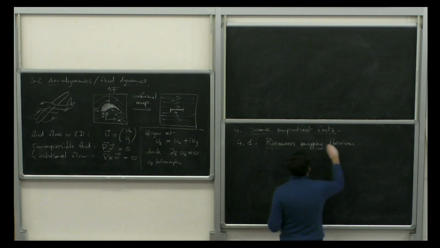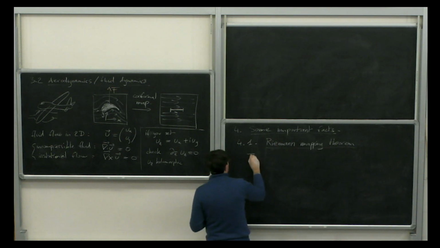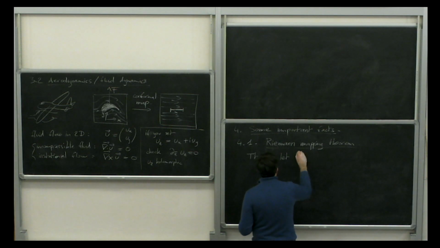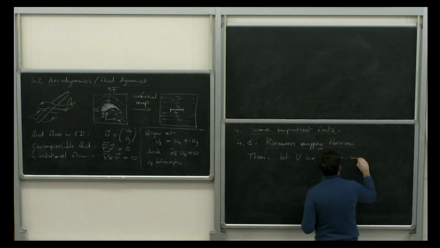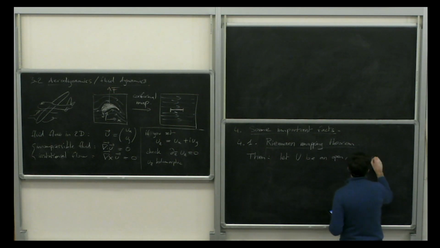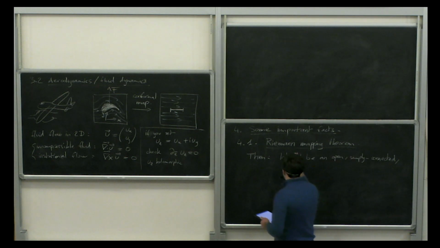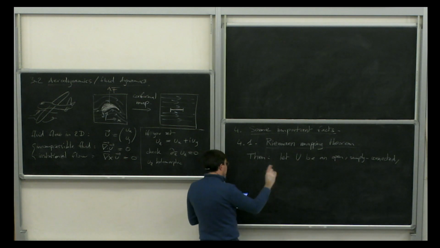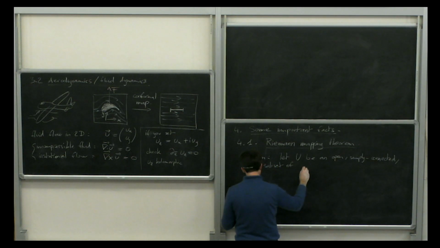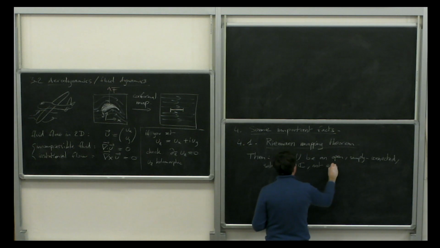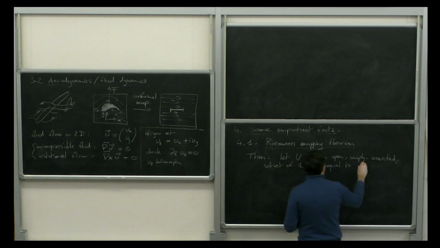So the theorem is as follows. It says the following. Let U be an open, simply connected, and simply connected is important here. I mean, you can adapt the theorem to non-simply connected domains, but then the statement changes a bit. So an open, simply connected subset of C, not equal to C itself.